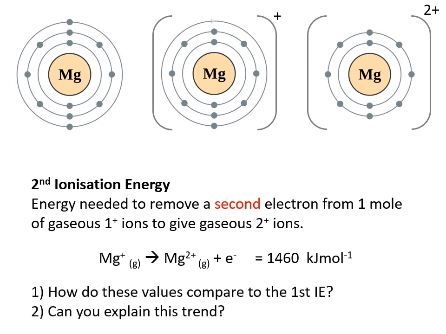So go and have a look at your data book, at the first ionization energy for any atom, and then compare how that is to the second and third and fourth ionization energy for the same atom, and see what it's like. And then also, can you have a go at explaining this trend? So pause the video and have a think. This should take a couple of minutes.